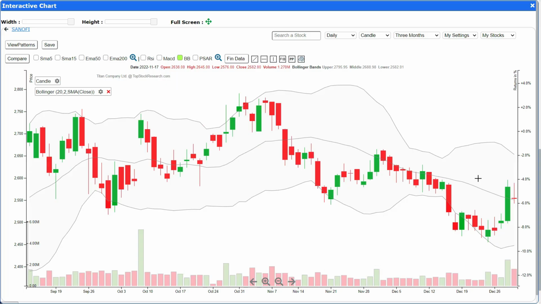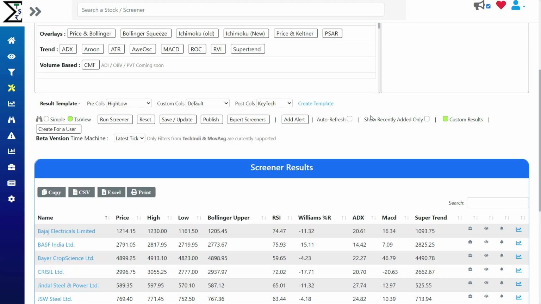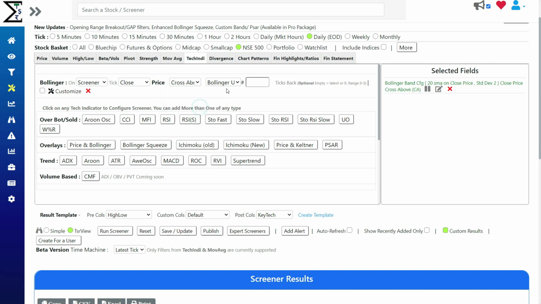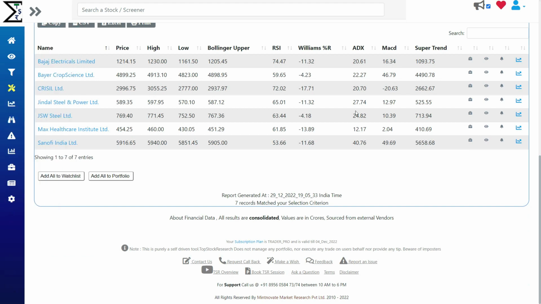Going ahead with some of those other settings that you can see in price and Bollinger, you see price above, below. Let's see if there's a stock which has crossed above Bollinger Band. When you run the screener, there are a few stocks, for example, Jindal Power, right?